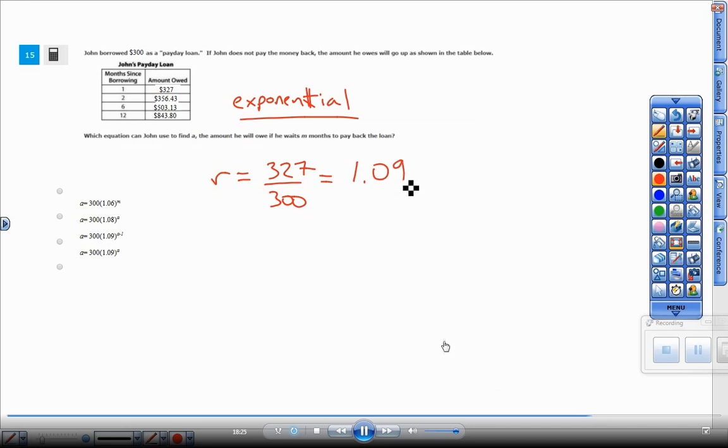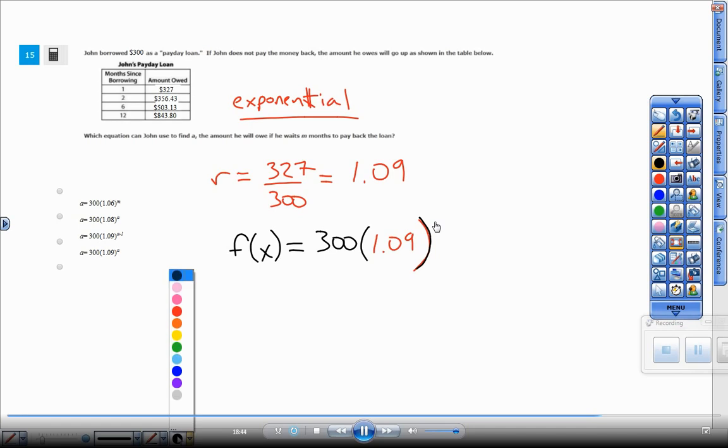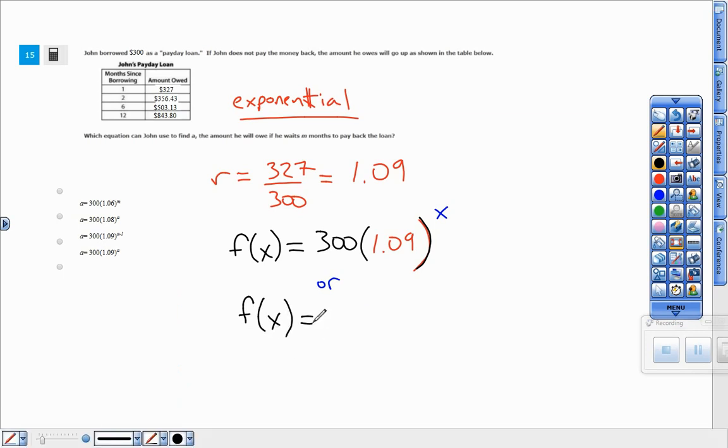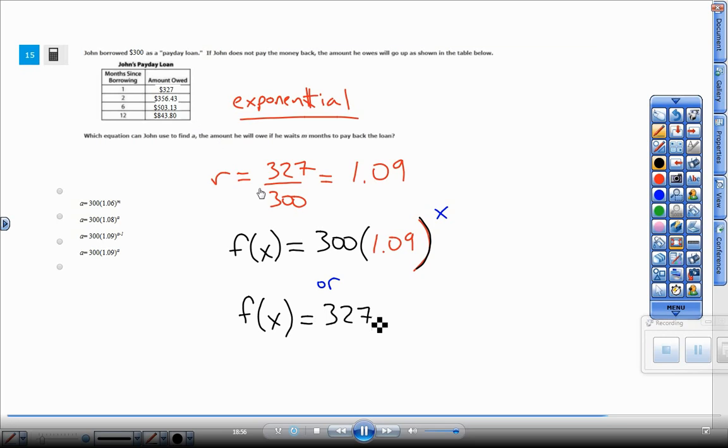I'm going to write both explicits just for practice sake before I start looking. So f of x equals the 0 term 300 times 1.09, and we could show times with parentheses, to the x power, or I could use the first term, which is 327, times that same common ratio number raised to the x minus 1 power.